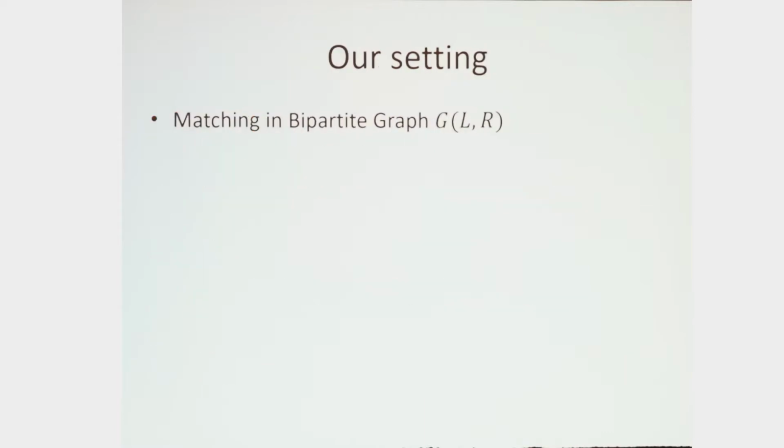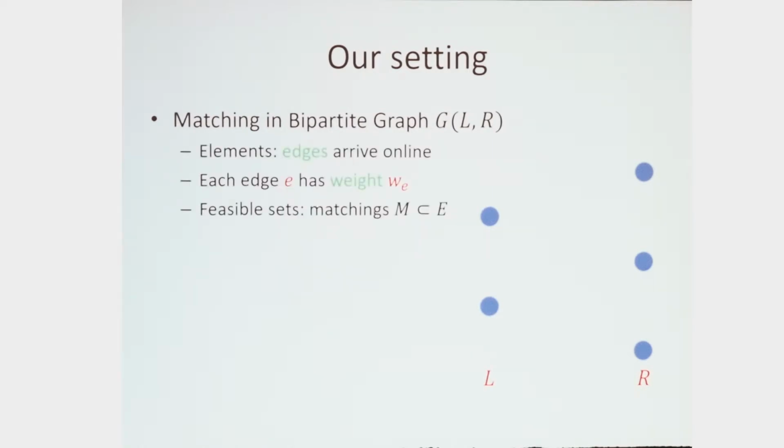All right, so let me actually introduce the setting. It's really simple. We are talking about matching in bipartite graphs. We have two parts, left and right. And I'm going to take advantage of animation and do online algorithms with animation. Elements here are edges in this bipartite graph.